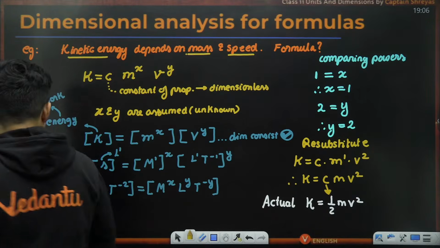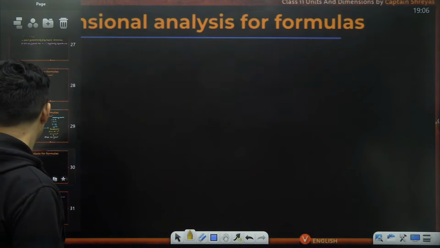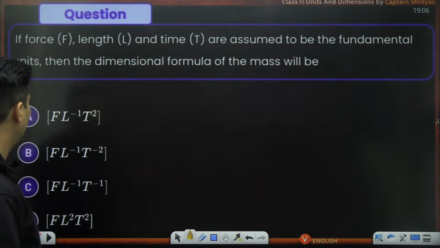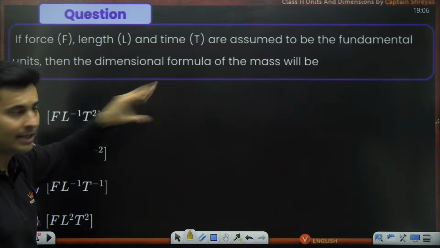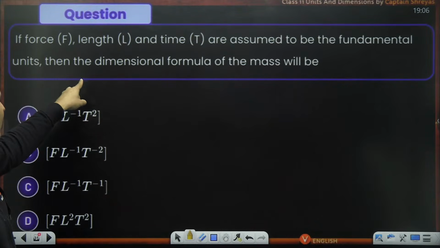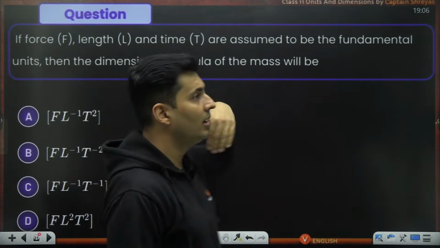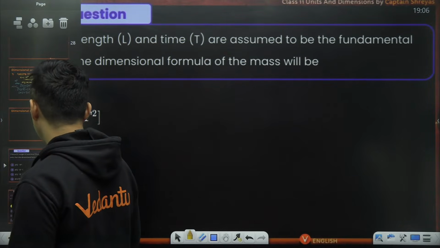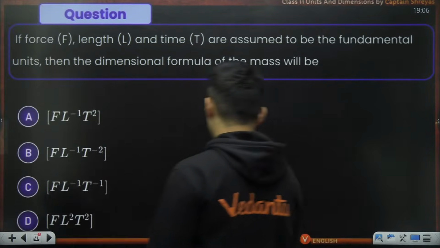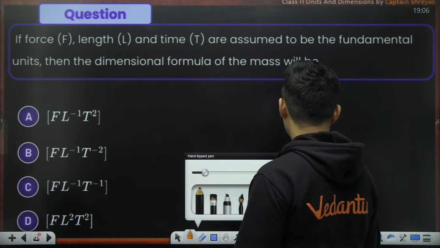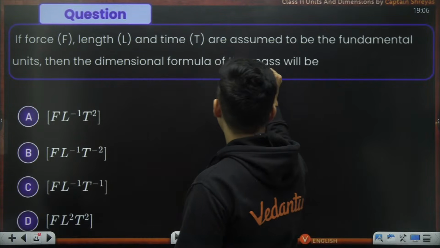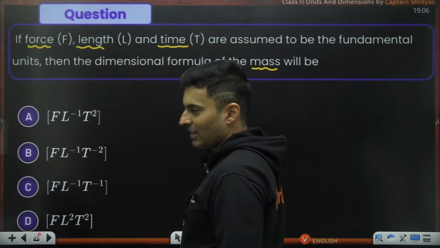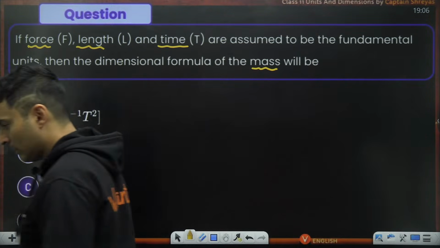All right. Great. Let's do some questions coming up on your screen based on a similar logic. Force, length, and time are assumed to be fundamental units. Then the dimensional formula for mass will be. Okay, let's see how we do it. Here, the quantity of mass depends on force, length, and time. Think of it like that.